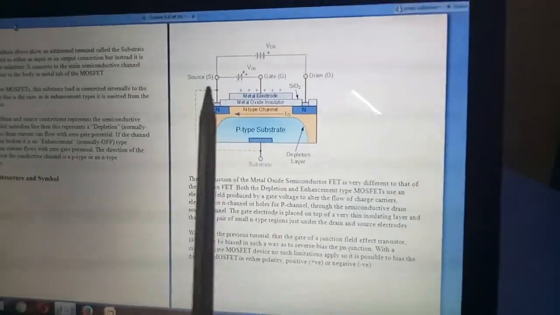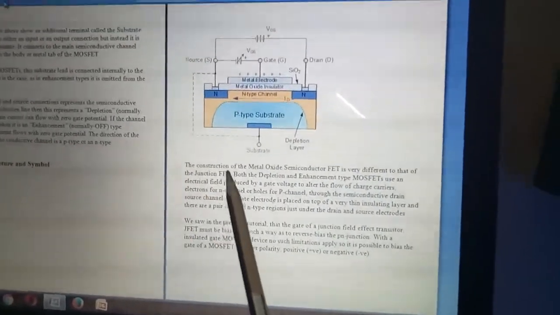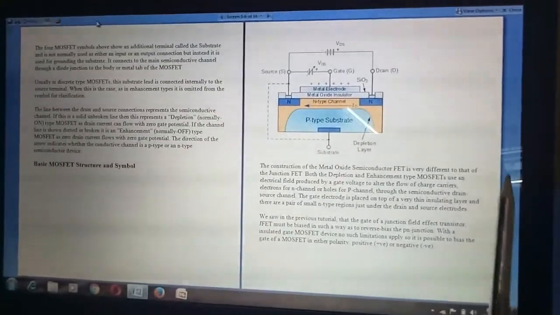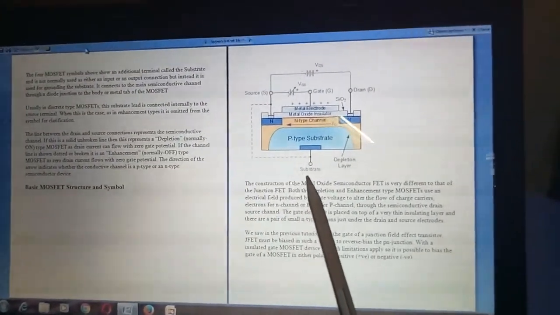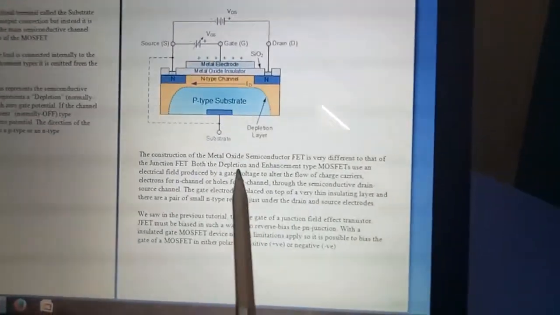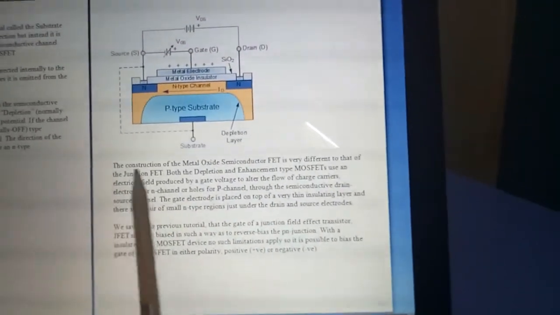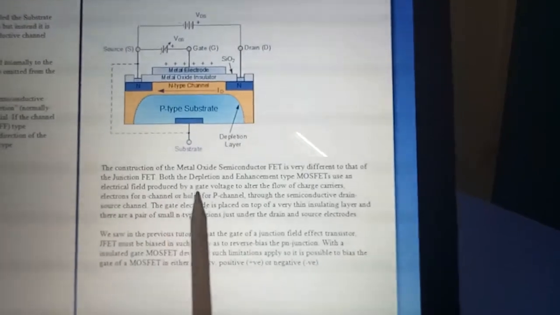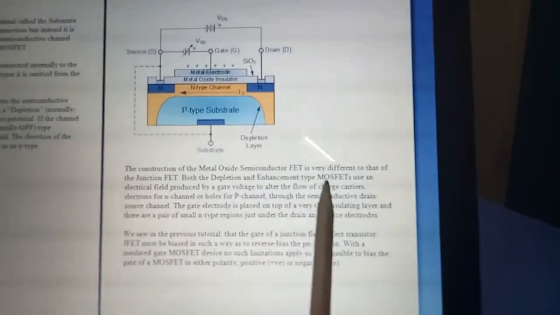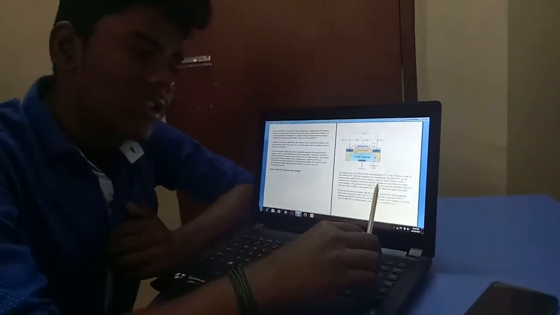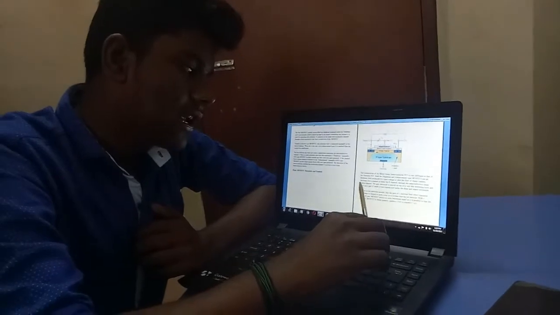Next we will see the construction of MOSFET. The construction of a metal oxide semiconductor FET is very different from that of the junction FET. Both the depletion and the enhancement type of MOSFET use an electrical field produced by a gate voltage to alter the flow of charge carriers, electrons for N channel or holes for P channel, through the semiconductor drain source channel.